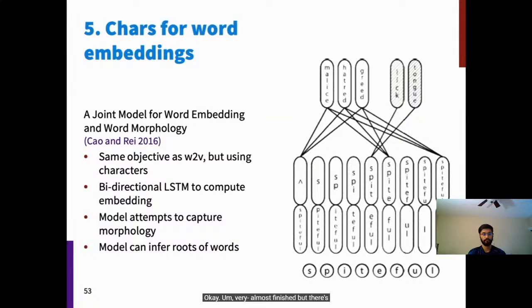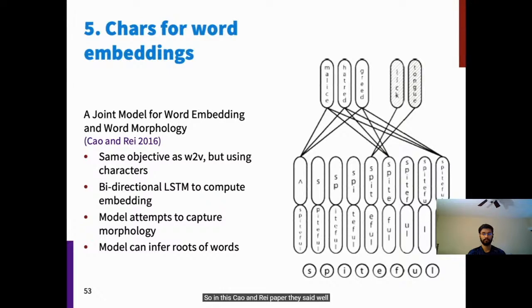Okay. Very almost finished, but there was just one thing I wanted to mention before the end, which is almost a practical thing. We started off with word embeddings, but now we've been talking a lot about character level models. So surely, for word embeddings, you should be able to do useful things with characters or pieces of words. And that's something that people started to play with.